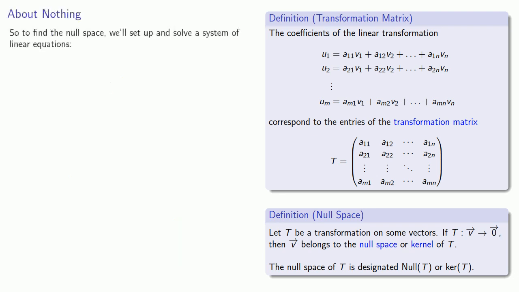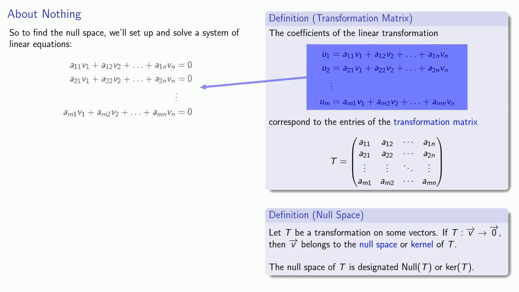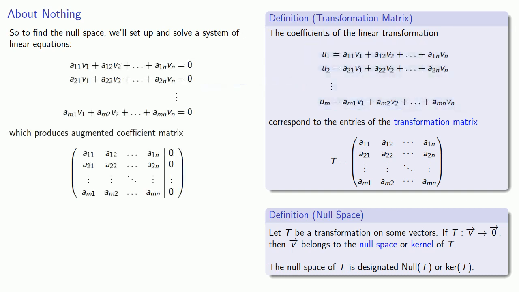So to find the null space, we'll set up and solve a system of linear equations. Since we want to produce the 0 vector, our components u1, u2, and so on are all going to be 0, and since we don't know what vectors are going to be in the null space, the components v1 through vn are going to be our unknowns. And that gives us a nice system of linear equations with a corresponding augmented coefficient matrix.